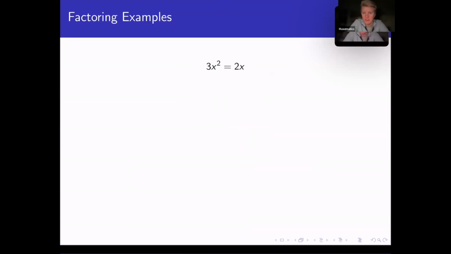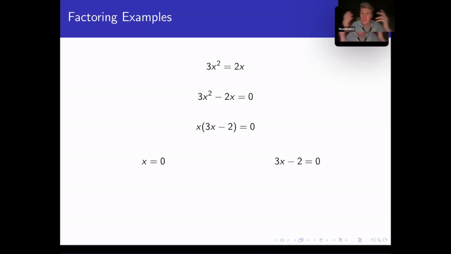3x squared equals 2x. Again, we need to get one side to be equal to 0. So let's subtract 2x on both sides. Okay, well, no number this time. And if anything, this is a lot easier to factor. We can factor out just an x. And now we have x times 3x minus 2 equals 0. These are still 2 factors being multiplied to 0. One of those factors is just plain x, and that's okay. So we're going to set x equal to 0, and we're going to set 3x minus 2 equal to 0.